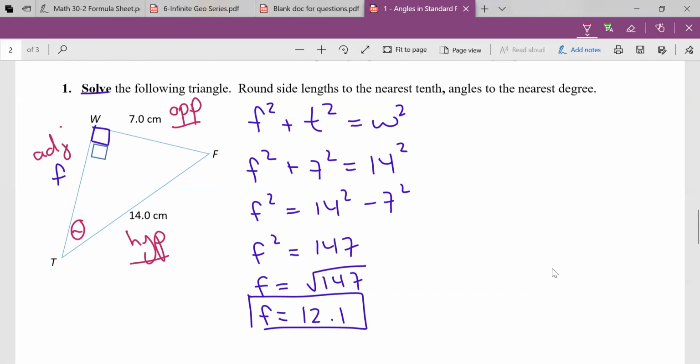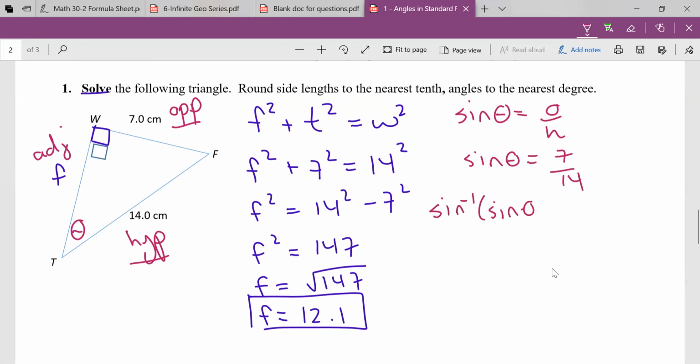So that's sine. So sine theta is opposite over hypotenuse. Sine theta is 7 over 14. And then what I'm going to do is take the sine inverse of both sides, right? When I was a little guy, my teacher always taught me what I do to one side, I do to the other to maintain equality. Sine inverse and sine theta undo each other.